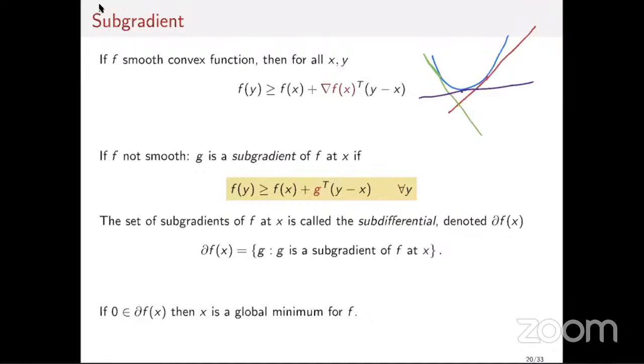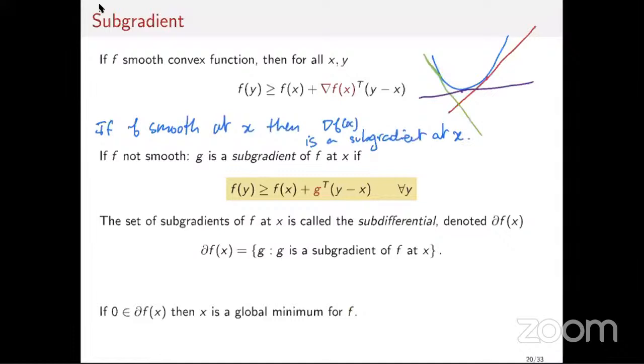Any g for which the resulting linear function is a global lower bound on f is going to be called a subgradient. So obviously the first observation is, if f is smooth at x, then the gradient of f at x is a subgradient at x. But if f is not smooth at x, the interesting question is, what are the subgradients? And this is what we'll explore together.